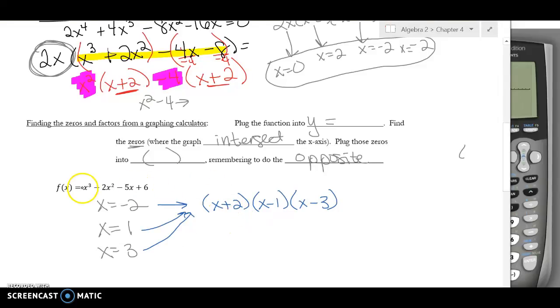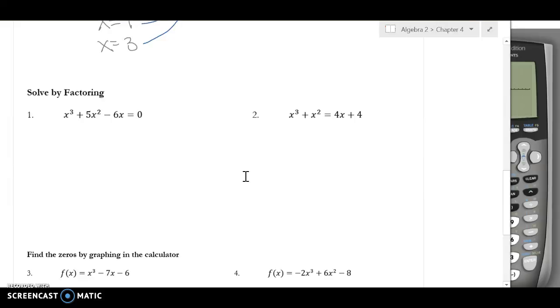You could have also factored it using the method I did right here, right? I could have done 2 sets of parentheses. But what I wanted you to see was that you can also find the answers by graphing, which tells you the zeros, and then you can plug them into parentheses. Okay? All right, let's try a couple problems. And so solve by factoring. So these are the ones where we're going to just try and factor.